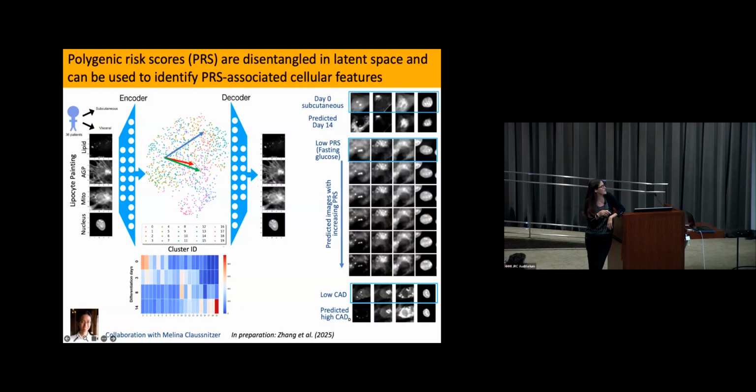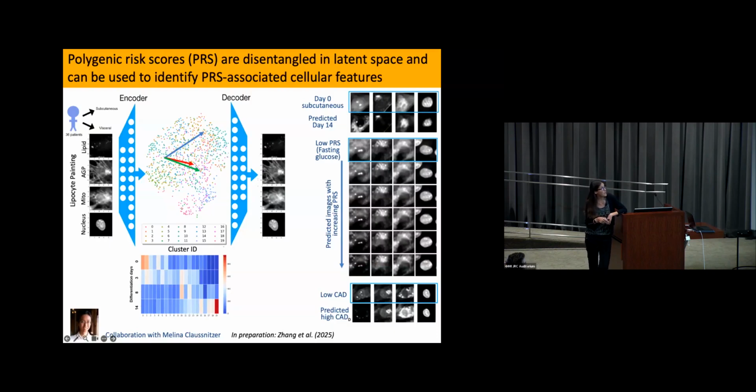And just to show that this latent space is actually biologically meaningful, you see that the clusters are enriched more and more for well-differentiated adipocytes. So there is structure in the latent space that corresponds to something biological. But now you can do things like, let me figure out what is the direction that corresponds to, say, an increase in polygenic risk score for fasting glucose, right? That corresponds to a direction in the latent space.